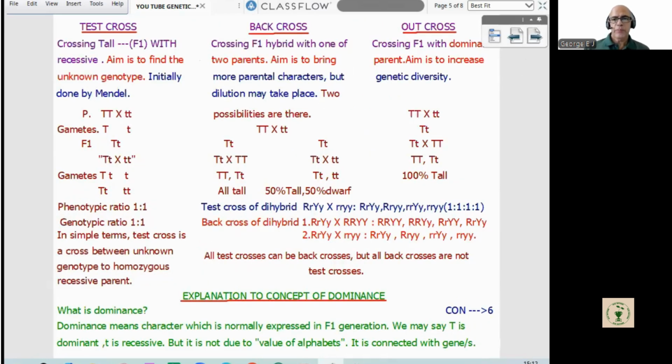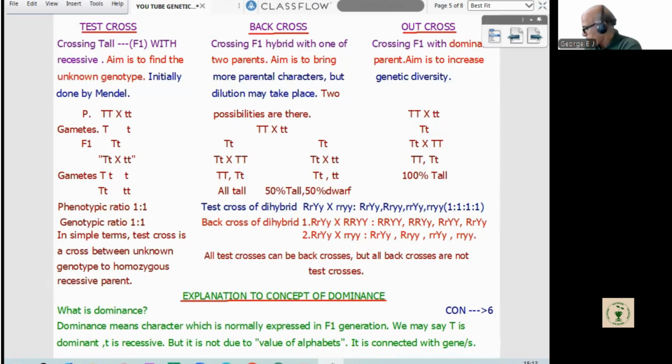So 3 important crosses. NCERT-wise only 2. One more is there. One is test cross, one is back cross, one is out cross. Each has its own aim. First, what is test cross? Different definitions are there. Generally, when we say test cross, it means crossing the F1, for example tall, with a recessive. And what is the aim in it? Aim is to find the unknown genotype.